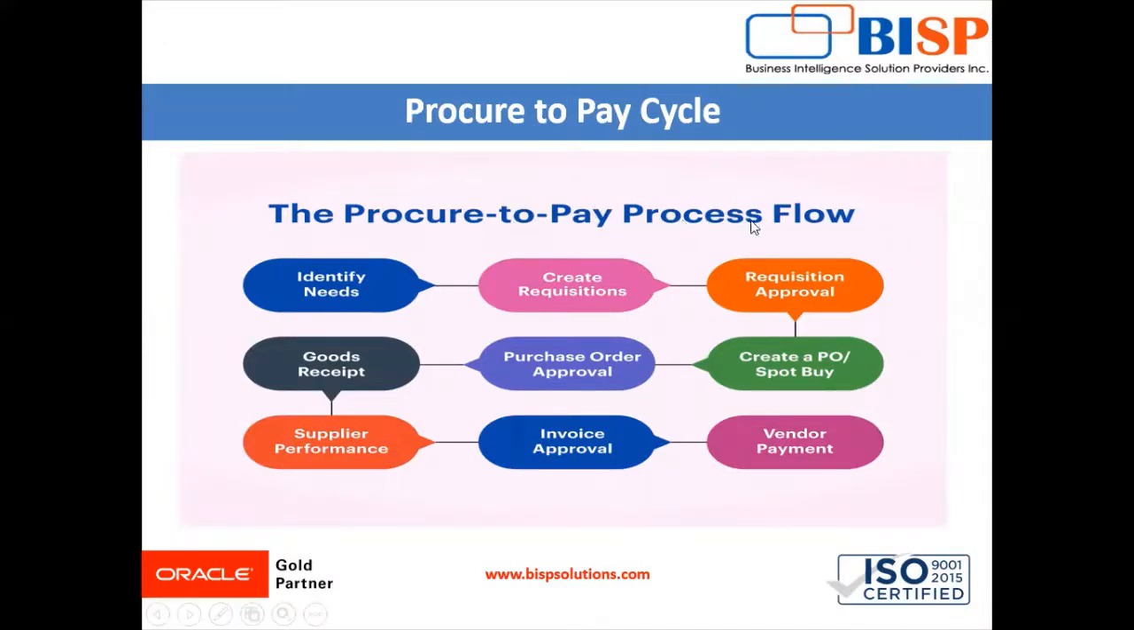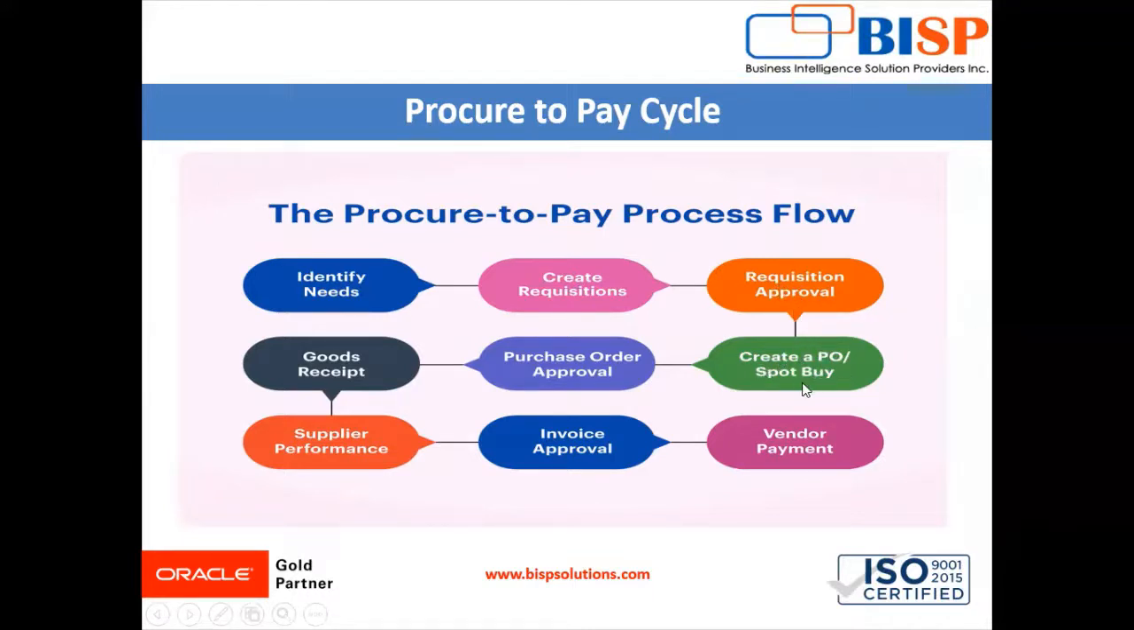In the procure to pay process, first we have to identify the needs and requirements of the organization. After identifying the needs, we create the purchase requisition. Under the purchase requisition, we define the item description, item cost, and all the item related information. After creating the purchase requisition, it has to be approved by the concerned person. After approving this requisition, we convert it into the purchase order.